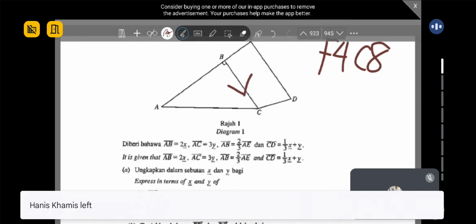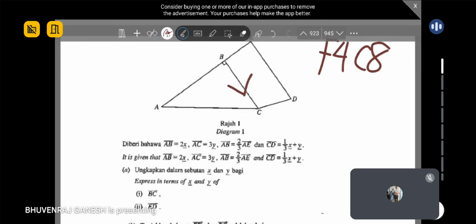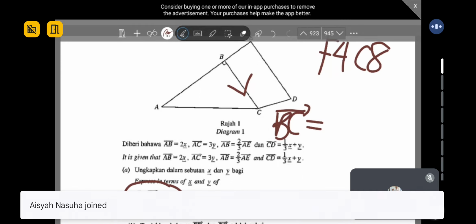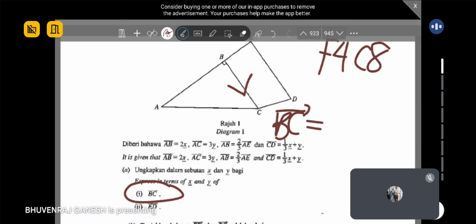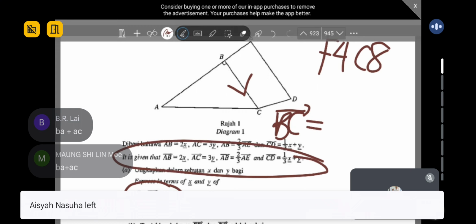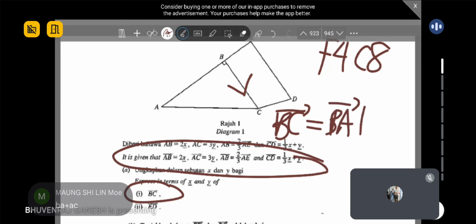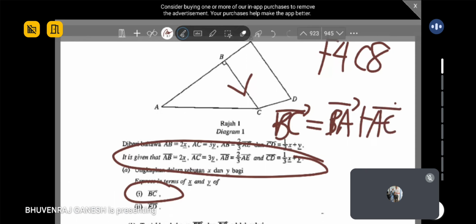Now, BC is equal to what, guys? What is the combination of vectors for BC? Apa dua vektor, tambah boleh dapat BC? Very simple. You must refer to the information over here, guys. Kamu kena lihat info yang diberi. Yes, you can use BA plus AC, because you have AB and AC.